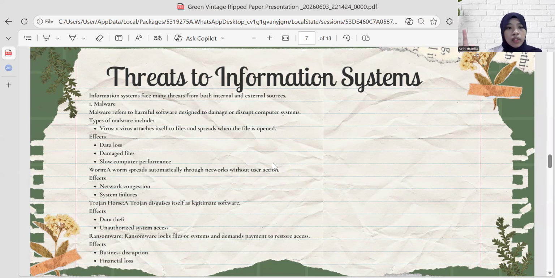First, we have malware. Malware refers to harmful software designed to damage or disrupt computers and systems. Types of malware include the virus. A virus attaches itself to a file and spreads when the file is opened. For the effects, we have three: data loss, damaged files, and slow computer performance. Second, worms spread automatically through the network without user action. For the effects, we have two: network congestion and system failure.